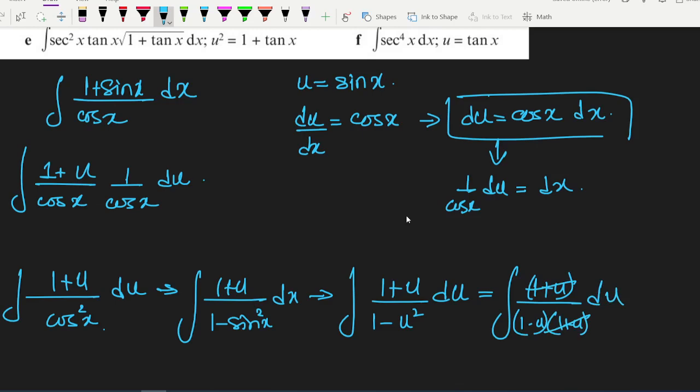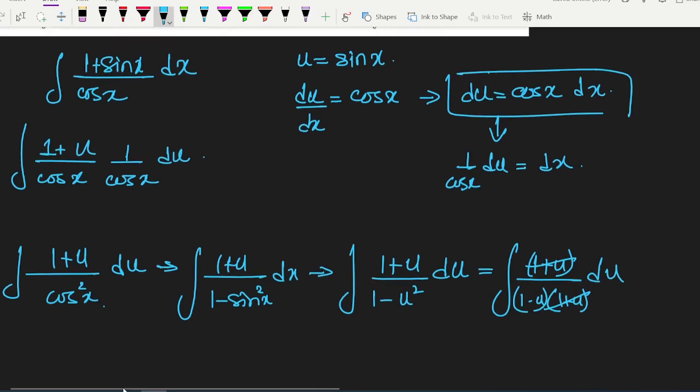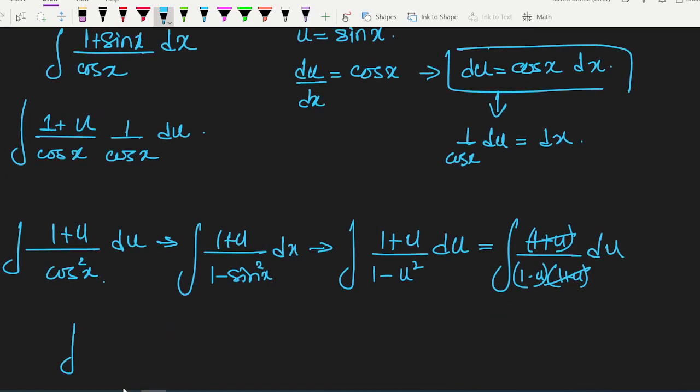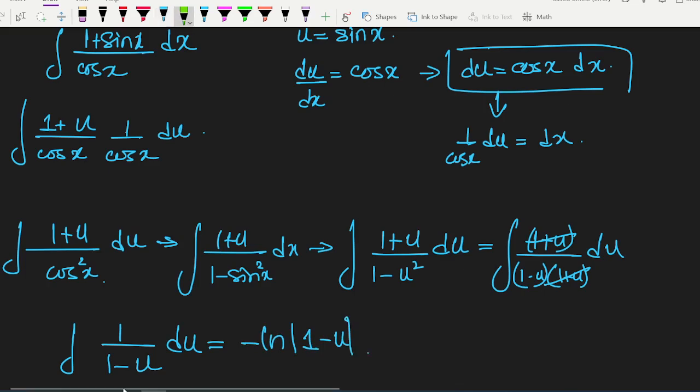So all that you're left with is this integral of 1 over 1 minus u du, right? And the integral of this is negative ln of 1 minus u. If you look into the denominator, 1 minus u, if you differentiate 1 minus u, you get minus 1. But since you have 1 in the numerator, you put minus outside, you put minus inside.